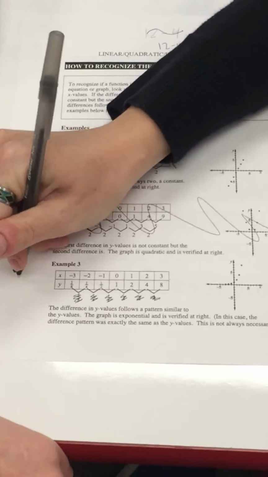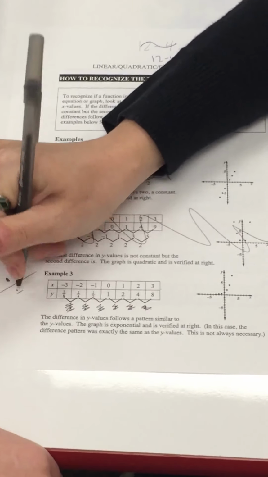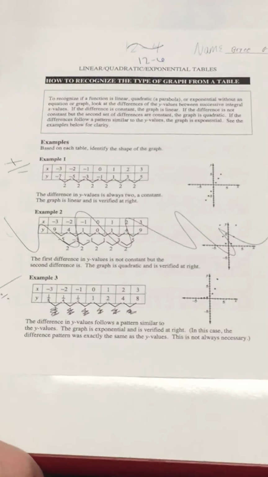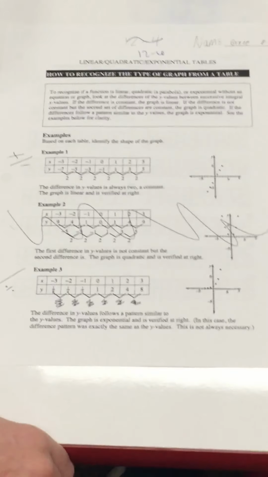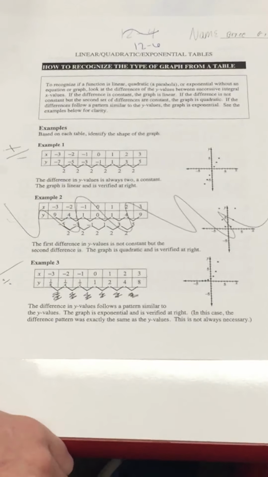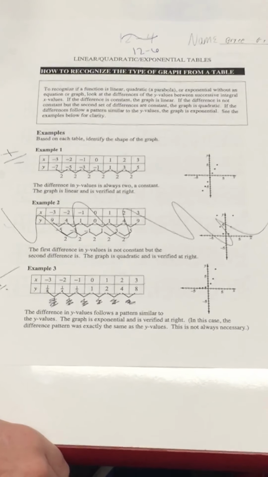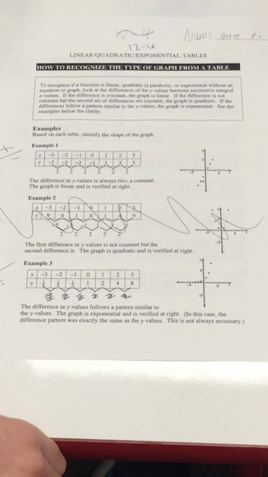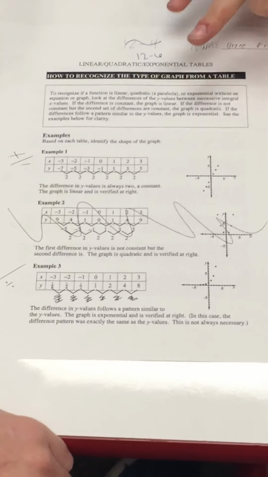So I'm going to put times and divide next to that. Because if you see the same number being multiplied or the same number being divided, that means it's exponential. You okay with that? Yeah.